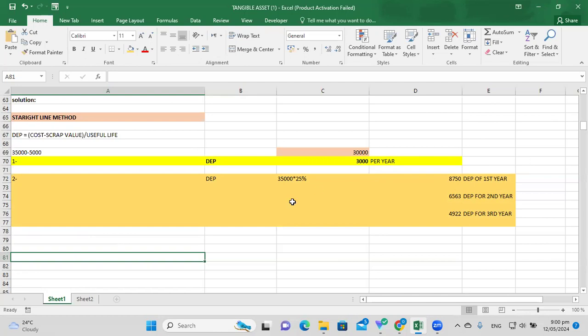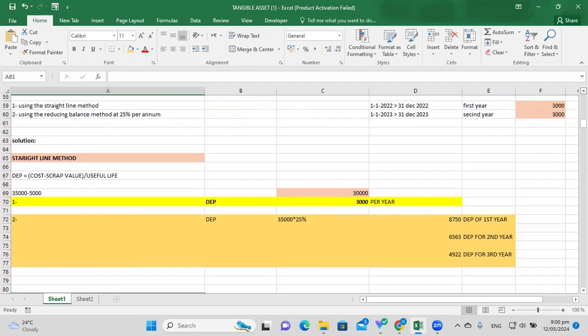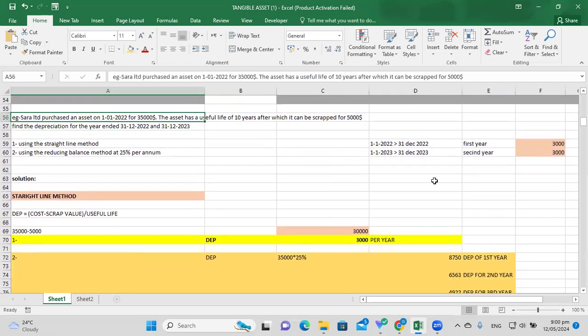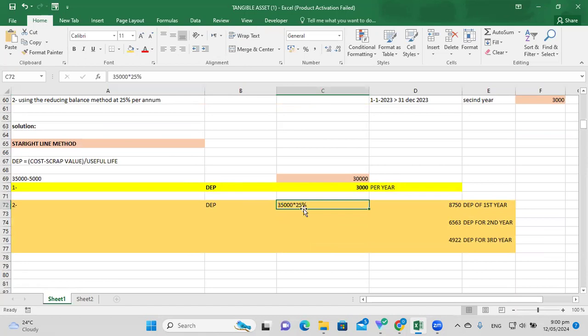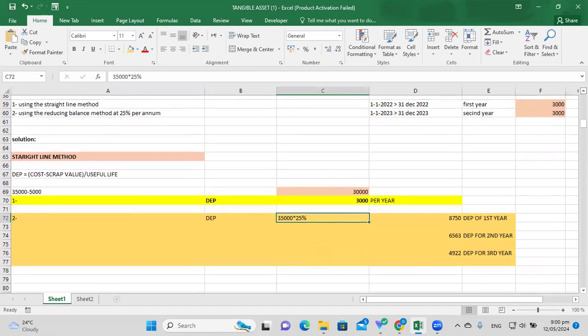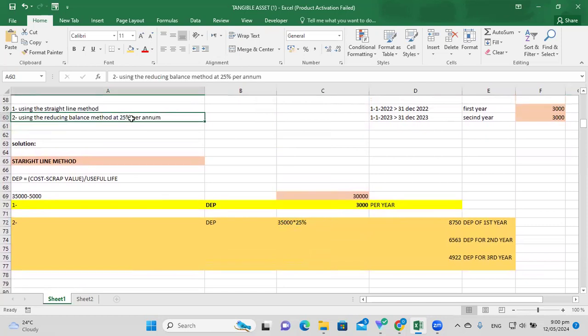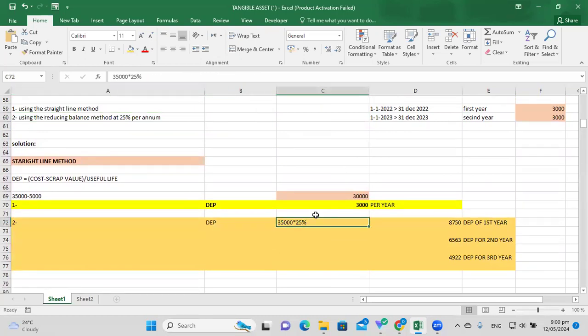So now tell me, what was our cost? Our cost of asset was 35,000, given in the question. So the first step is you will multiply the cost of asset with 25%, because we were given here that we need to use 25% per annum for reducing balance method. The first step is 35,000, the cost, multiplied by the percentage given, which is 25%. So what do we get? We get 8750 when we multiply 35,000 with 25%.